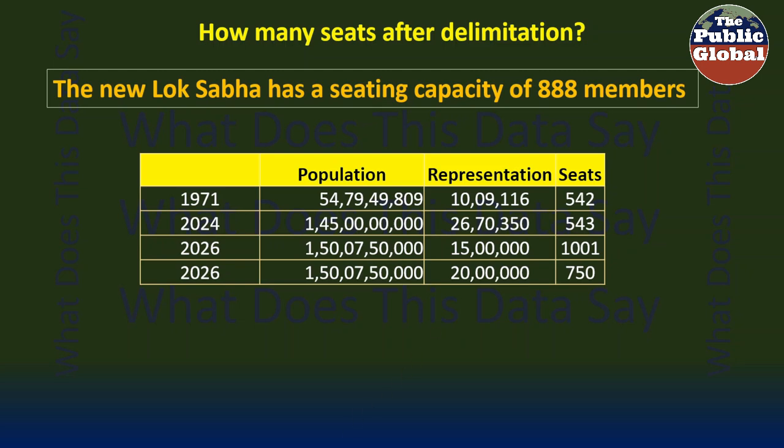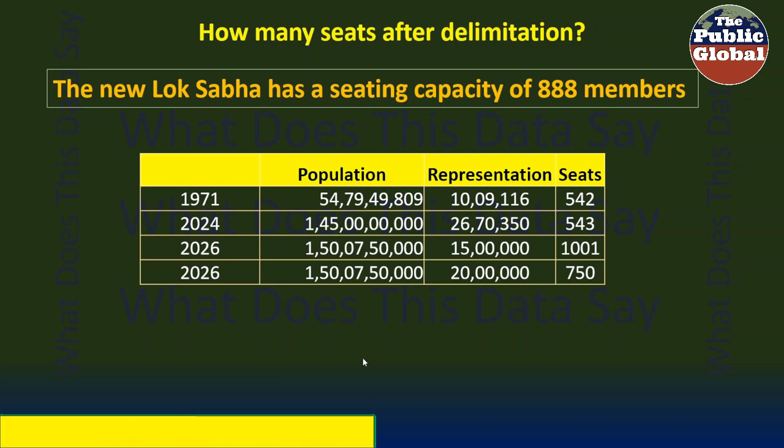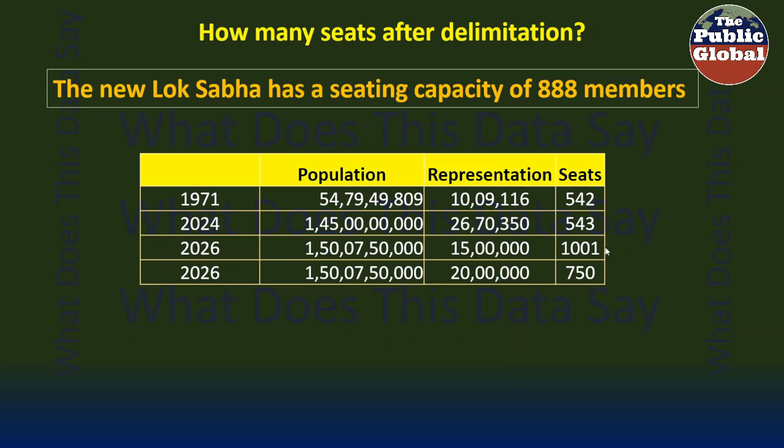If we now assume that the population of our country is 145 crores, then each Lok Sabha member today represents 26.7 lakh people. Now I'll show you a small calculation which indicates how difficult it is to determine how many seats are going to be there. In 2026, if our population is going to touch 150 crores, and I assume that each seat will represent 15 lakh people, then there should be more than 1,000 seats in the Lok Sabha, which is not really going to be feasible. And if at that time I assume that it will still represent 20 lakh people, then Lok Sabha will have around 750 seats, which may be more feasible.